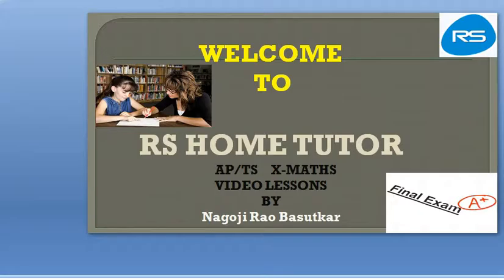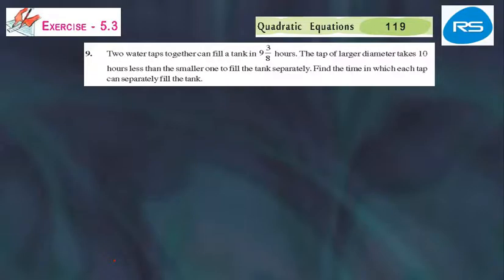We are in quadratic equations, solving question number 9 in exercise 5.3. The question is: two water taps together can fill the tank in 9 3/8 hours. The tap of the larger diameter takes 10 hours less than the smaller one to fill the tank separately. Find the time in which each tap can separately fill the tank. So this is the question.